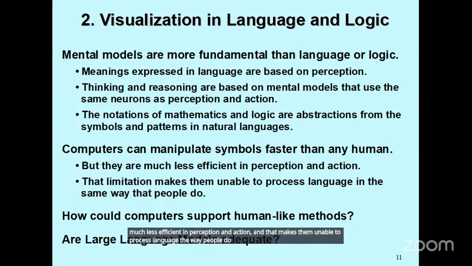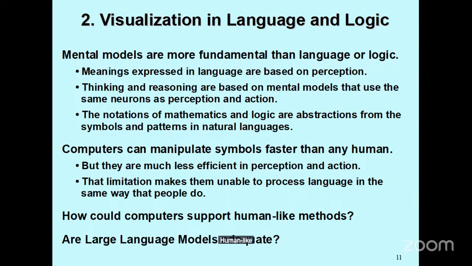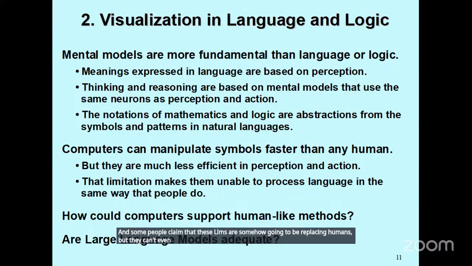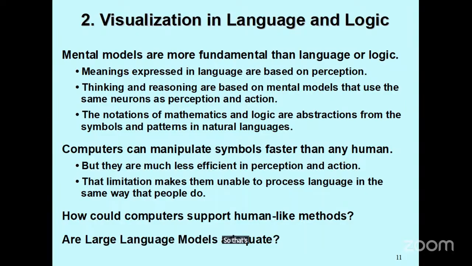So how could computers support human-like methods? Some people claim that these LLMs are going to be replacing humans, but they can't even begin to touch a tiny fraction of what humans do and think. So that's the major problem.